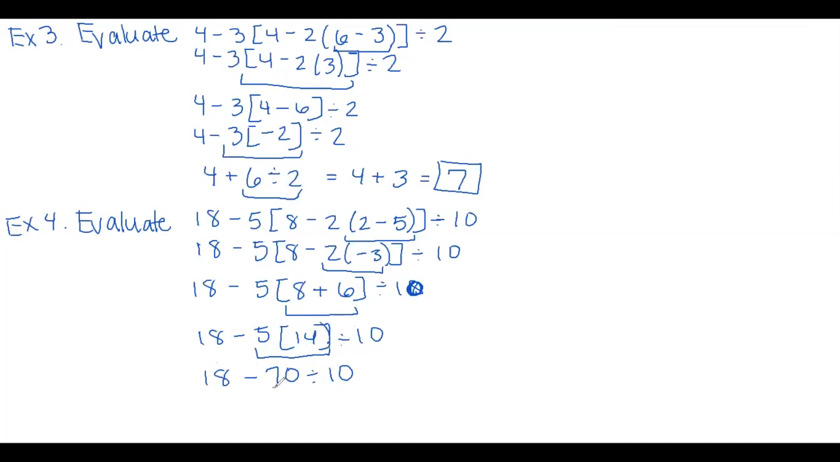Now we have to do division, because division comes before subtraction. So negative 70 divided by 10 is negative 7. And 18 minus 7 is 11.